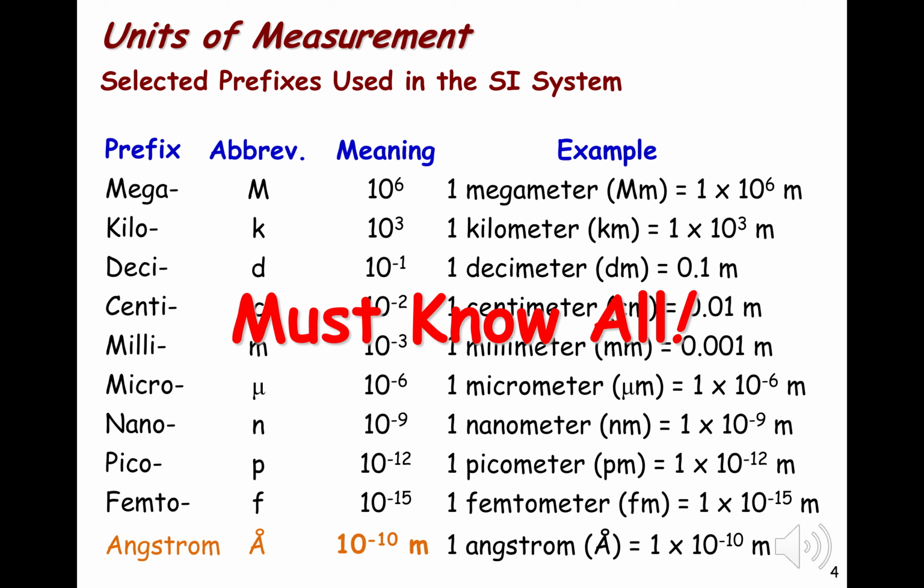The prefixes that you must have memorized are kilo, and then centi, milli, micro, nano, and then in addition to that, you should also be familiar with the angstrom. This is a unit specifically of length, and it is 10 to the negative 10 meters. When the exponent is negative, it's a very, very small prefix, and so the angstrom is a typical distance between atoms in a compound.